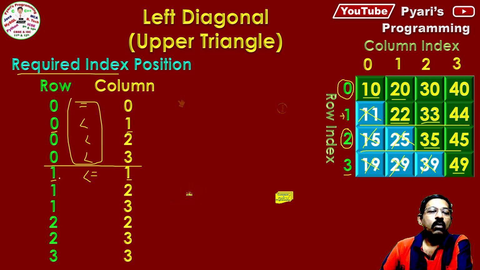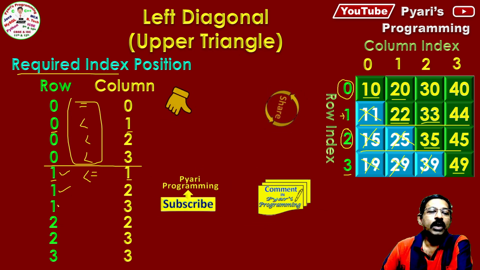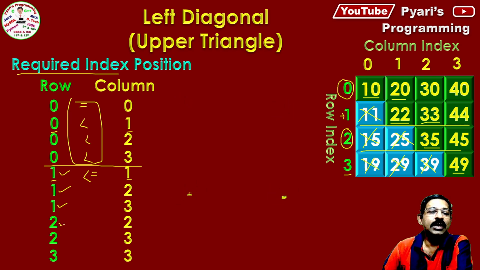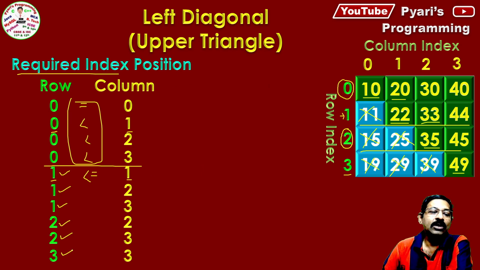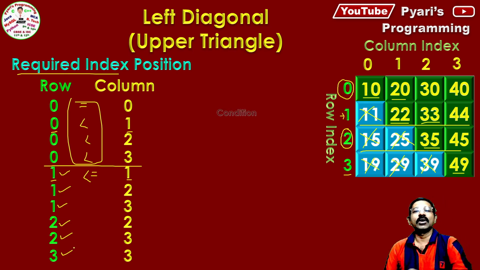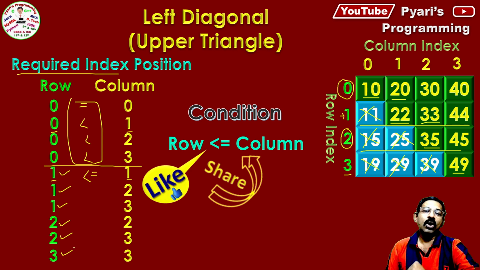Let's apply. 1 is less than or equal to 1, true. 1 is less than or equal to 2, true. 1 is less than or equal to 3, true. 2 is less than or equal to 2, true. 2 is less than or equal to 3, true. 3 is less than or equal to 3, true. That means what is the condition we got? Row is less than or equal to column.